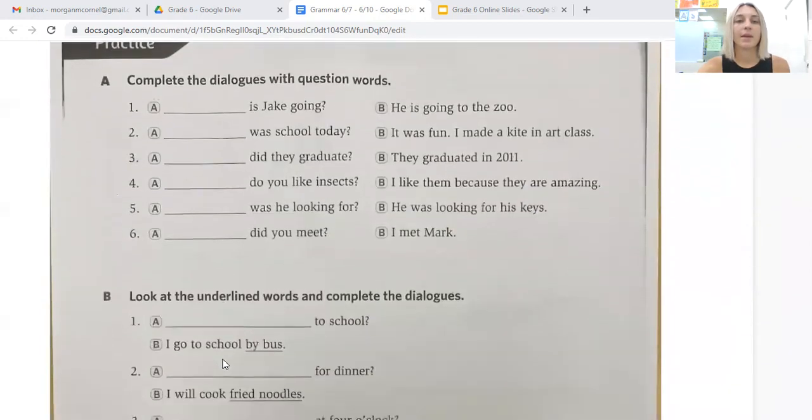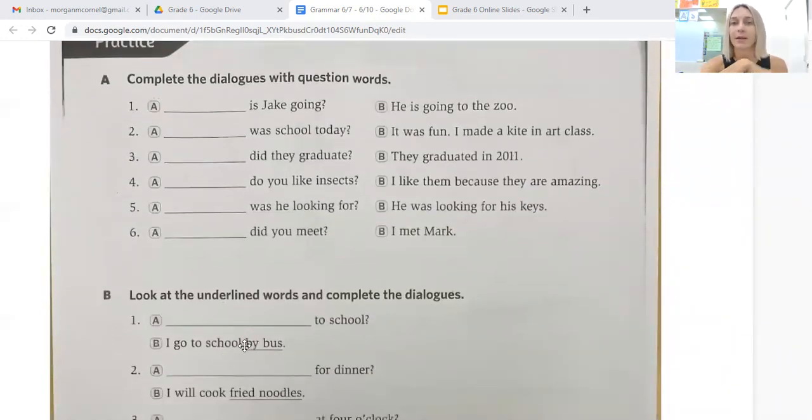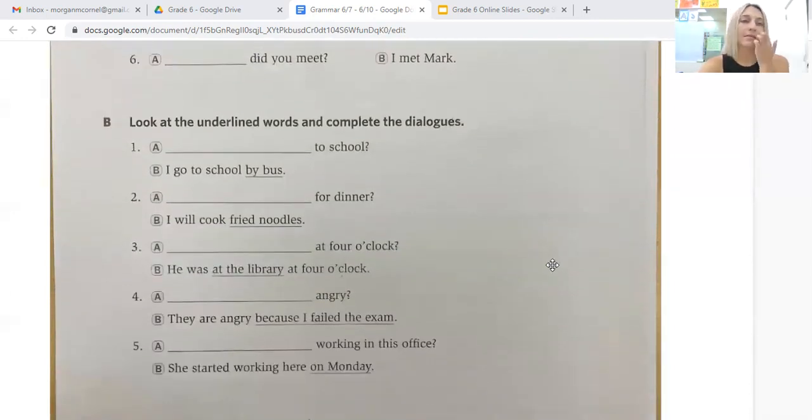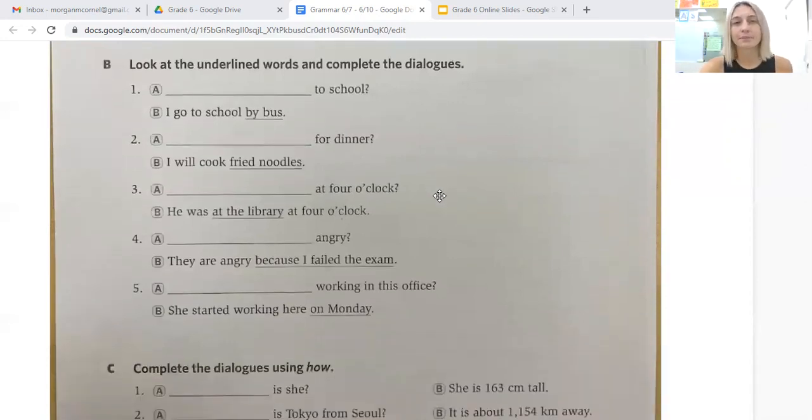Okay, now we're going to get some more practice with the first box and the second box here. Complete the dialogues with question words. So like before, which one of those WHs or hows goes in here? You'll figure that out by looking at your answer. Now look at the underlined words and complete the dialogues. So you have to look at the answer to figure out what kind of question you're asking. So let's do number one together.